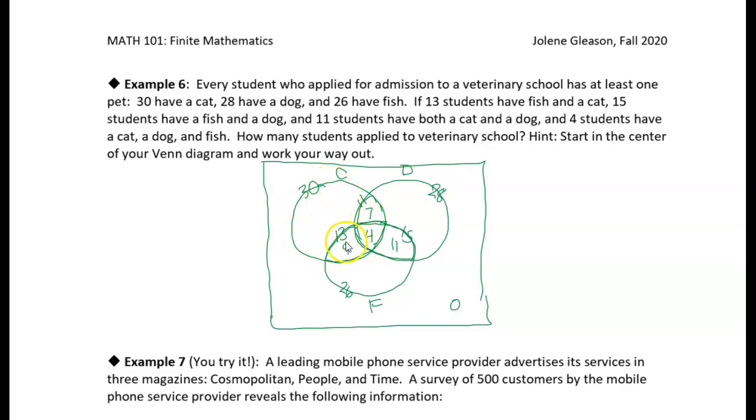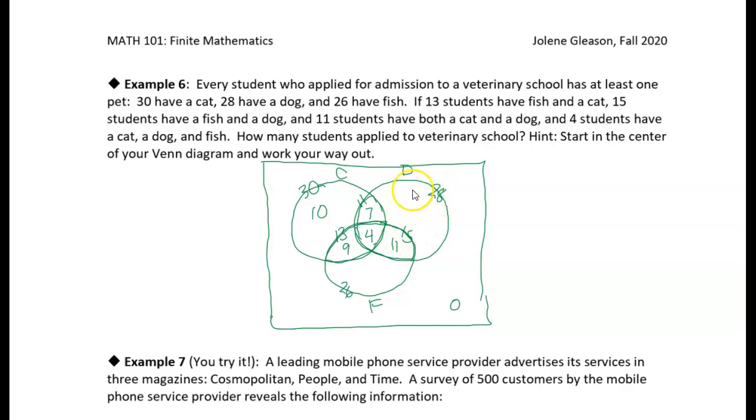All right, 30 people have a cat. Now, some of those people are already represented because they have other animals. So if we add up how many we have accounted for already, we've got 7 plus 4 is 11 plus 9. So that's 20 people already accounted for. So there have to be 10 people who have only a cat.